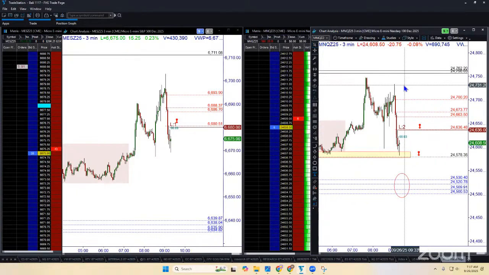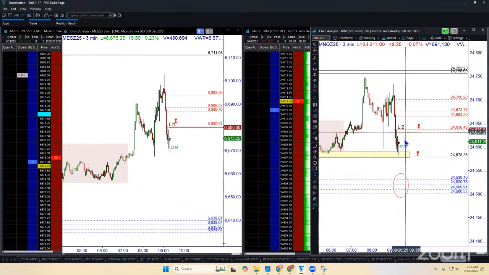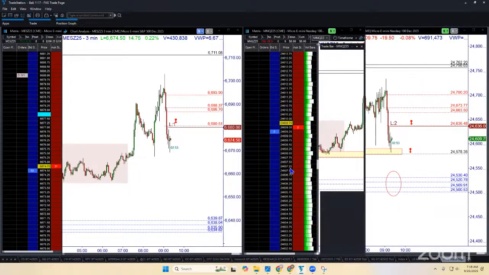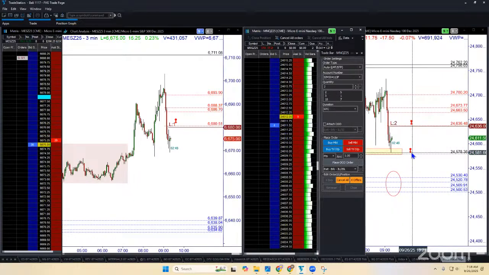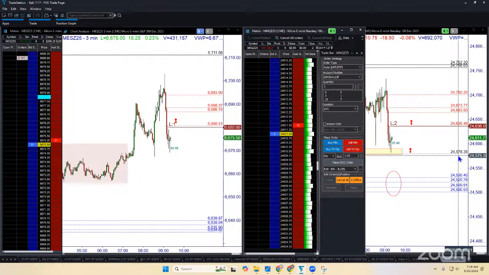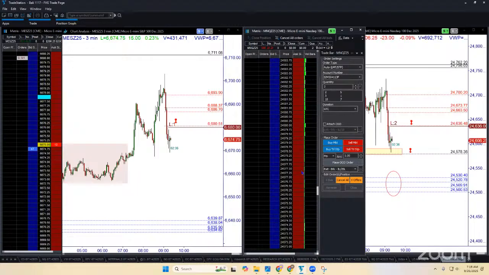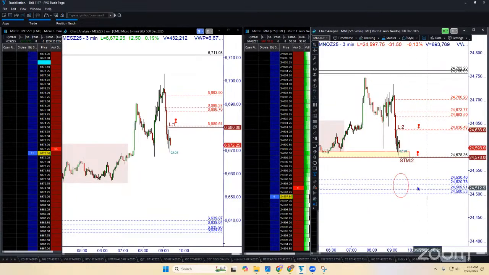So I'm starting off with a couple of micros. I'm looking for a bounce up to find some sellers, but I'm also going to prepare to take a breakout trade to the downside. Okay. This trade is already set up. Now I'm setting up the breakdown at 24,578. Target, 24,530.